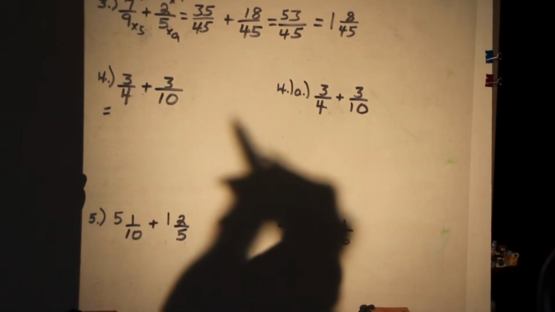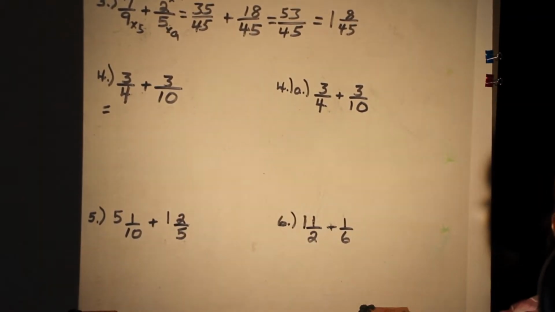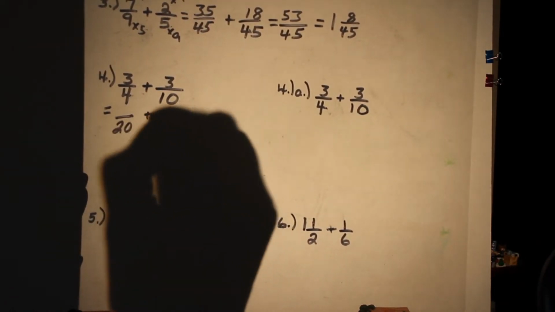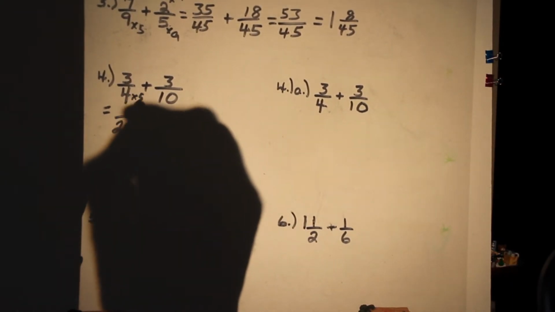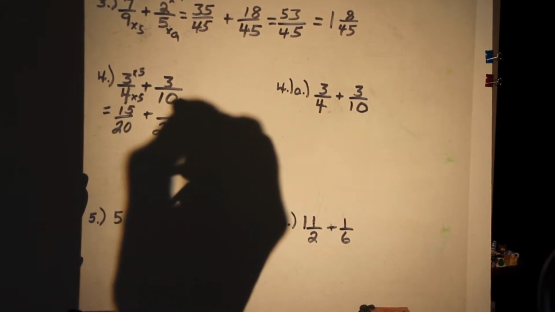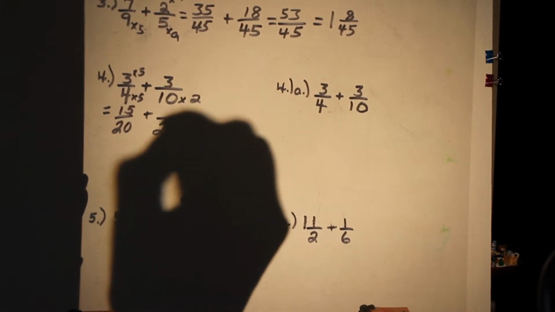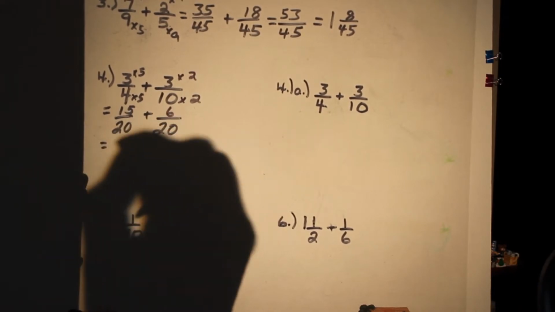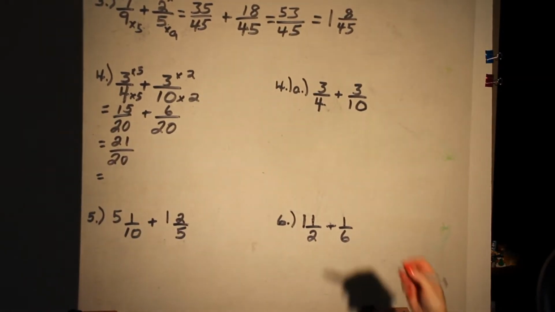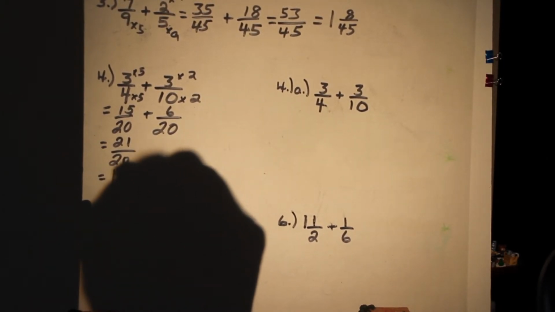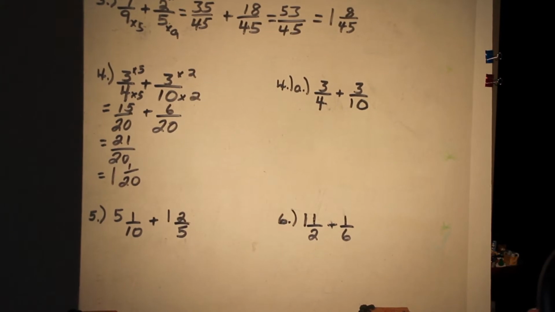So 4 times 10 would be 40, which is fine, but we also know that 20 will work. So 20 plus 20. So I multiplied 4 times 5 to get 20, so 3 times 5 is 15. I multiplied 10 times 2 to get 20, so 3 times 2 gives me 6. So I'm going to end up with 21 over top of 20. How many 20s can I get out of 21? I can get 1 whole, and 1/20 will be left.